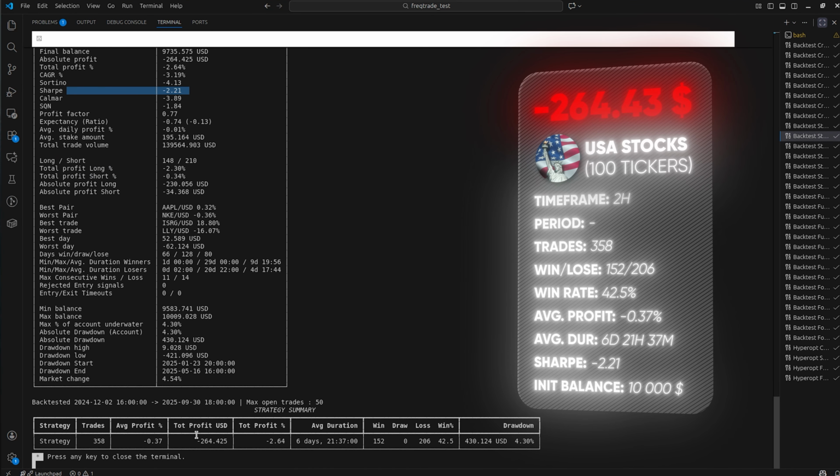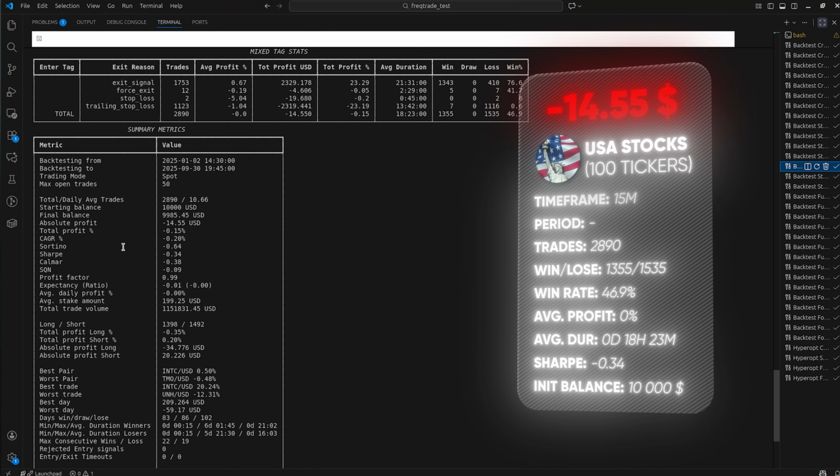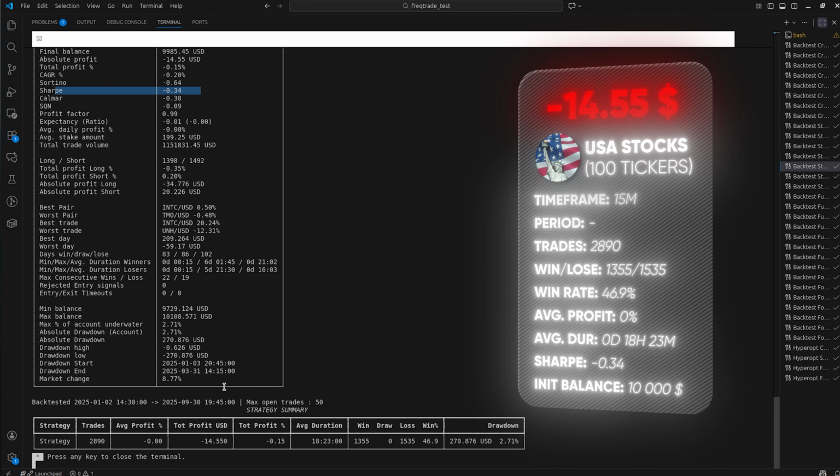30 minutes time frame, our Sharpe is negative minus 0.95, and we've lost only just $58. 15 minutes, our stats, and Sharpe is negative minus 0.34, we've lost just $14.5. 5 minutes, negative Sharpe minus 53, and we lost $400. And finally 1 minute time frame, once again negative Sharpe nearly minus 500, and we've lost $400.